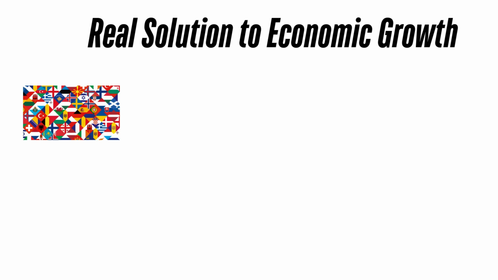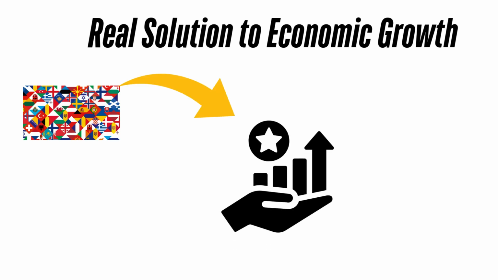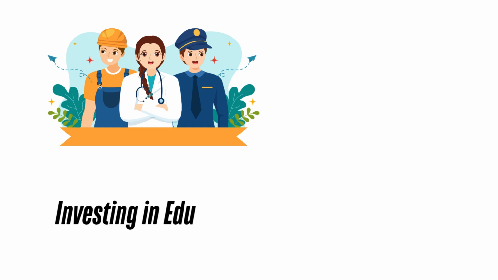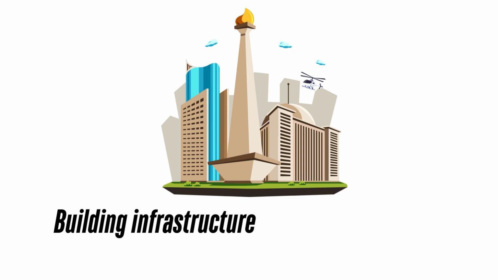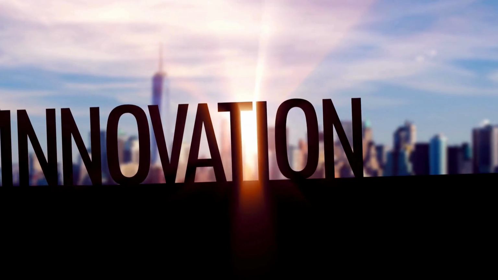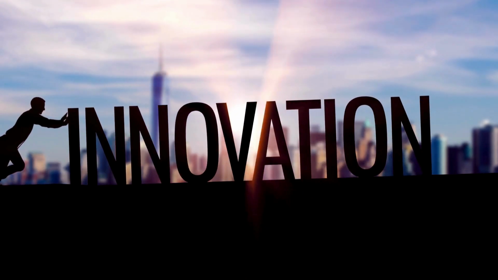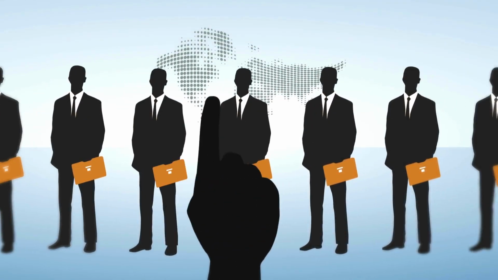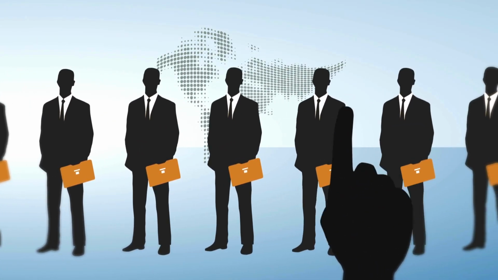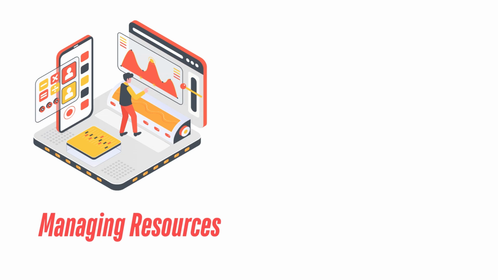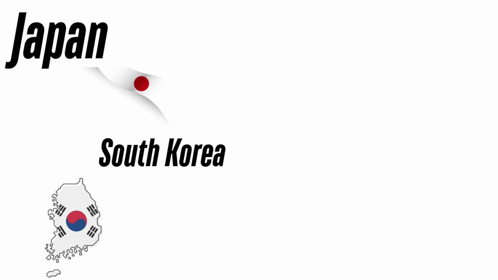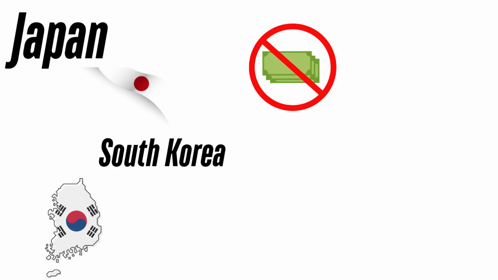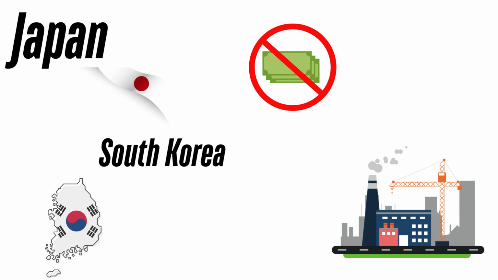Real economic growth happens when countries create value, not just money. This means investing in education to develop skilled workers, building infrastructure to support businesses and industries, encouraging innovation and technology to boost productivity, creating jobs so people can earn money through hard work and skills, managing resources wisely and promoting sustainable economic policies. Countries like Japan and South Korea didn't become prosperous by printing money. They built strong industries, focused on technological advancements, and encouraged businesses to grow.